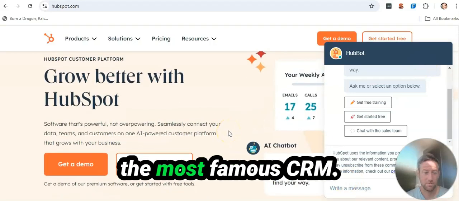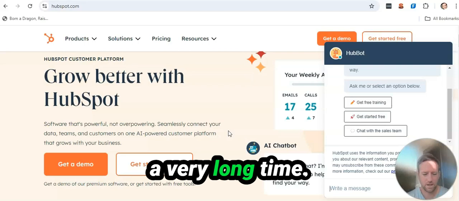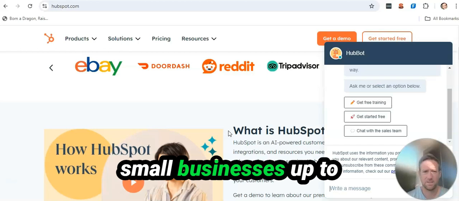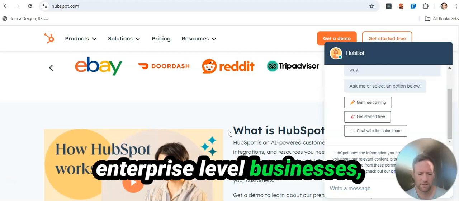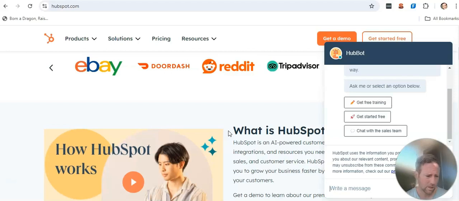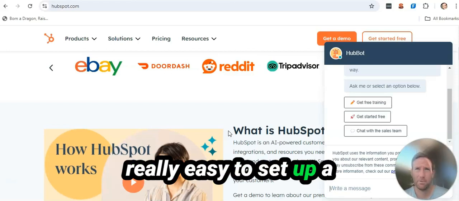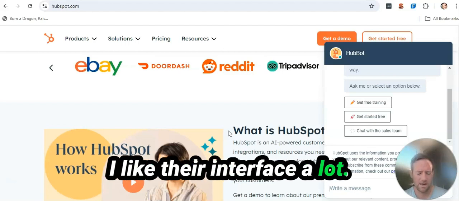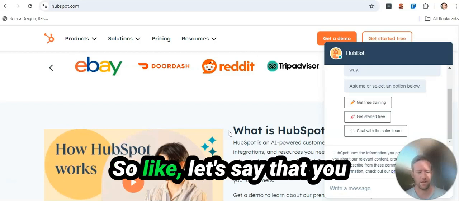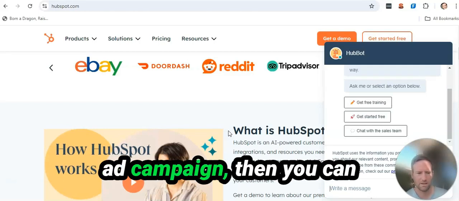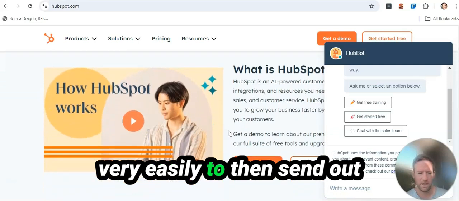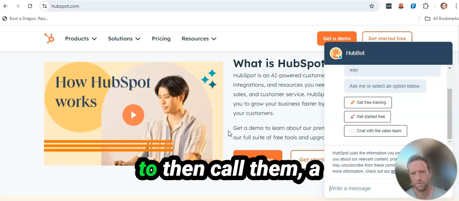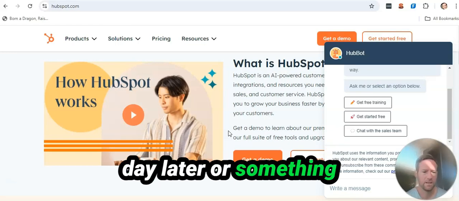HubSpot is probably the most famous CRM. It's been around for a very long time. This one I've actually seen used at really all levels, from small businesses up to enterprise level businesses, and it's a great tool. Really easy to set up a lead pipeline and an automations pipeline. I like their interface a lot, especially for those automations. So, let's say that you bring in leads through an ad campaign, then you can set up the automations very easily to send out an email to that prospect and then notify one of your reps to call them a day later or something. It's really nice for that.